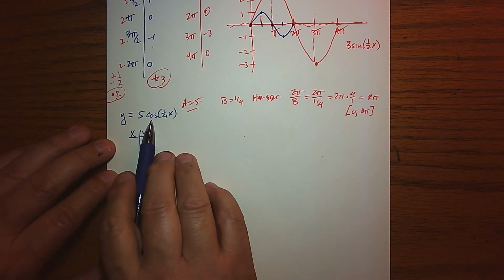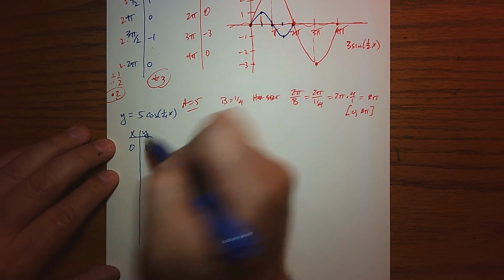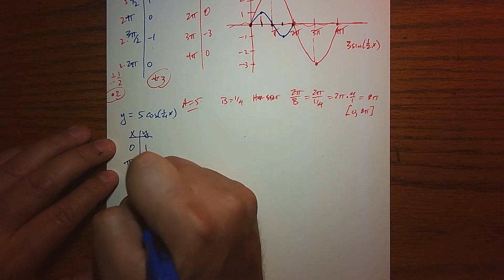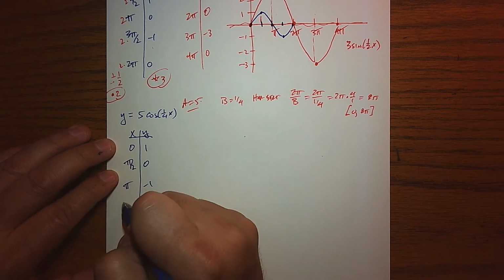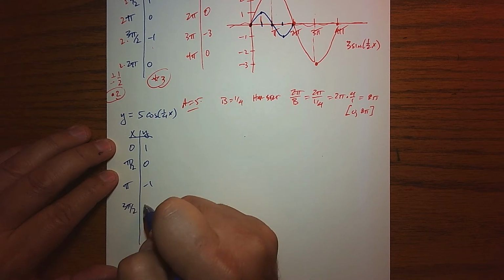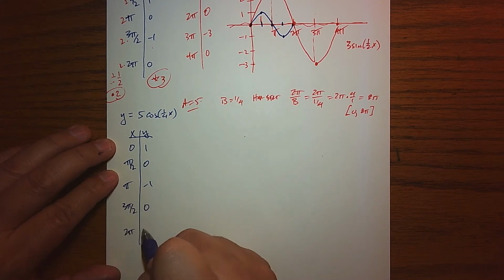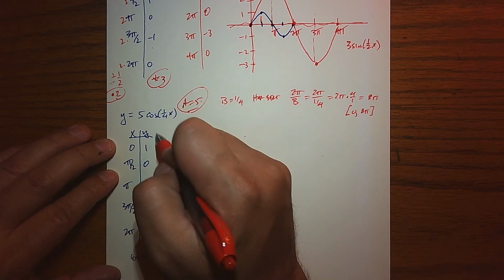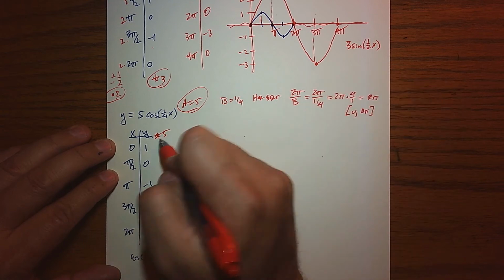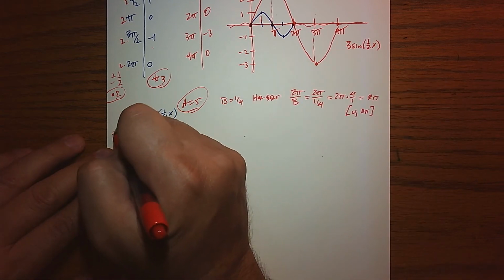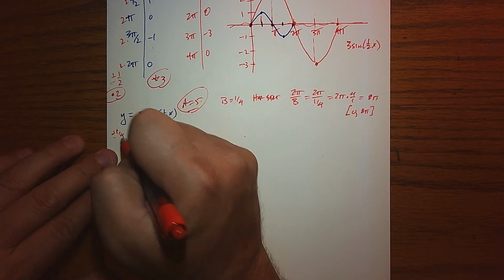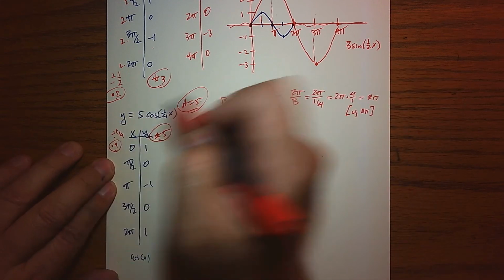So what do we know about cosine? 0 gives us 1. Pi over 2 gives us 0. Pi gives us -1. 3 pi over 2 gives us 0, and 2 pi gives us 1. So there's our normal cosine graph. What's happening to it? Well, all the y values are being multiplied by 5. All the x values are being divided by 1/4, but that means they're actually being multiplied by 4.